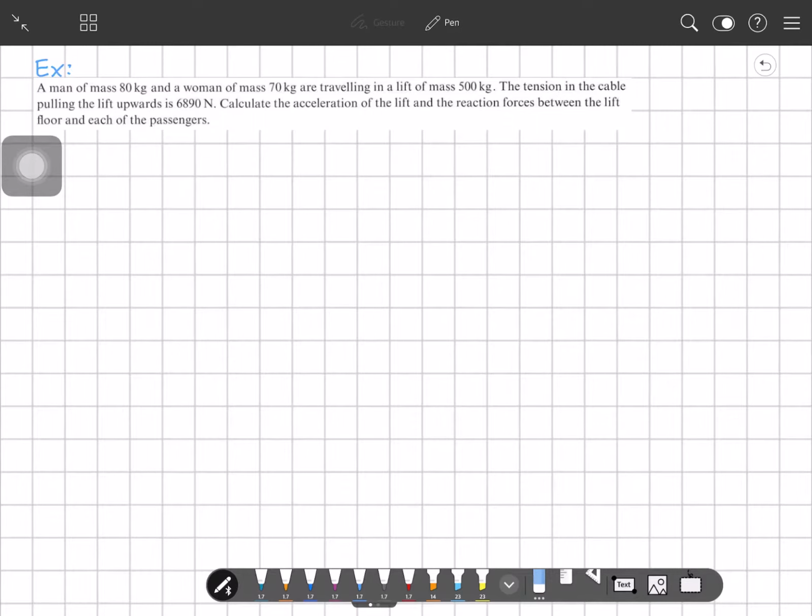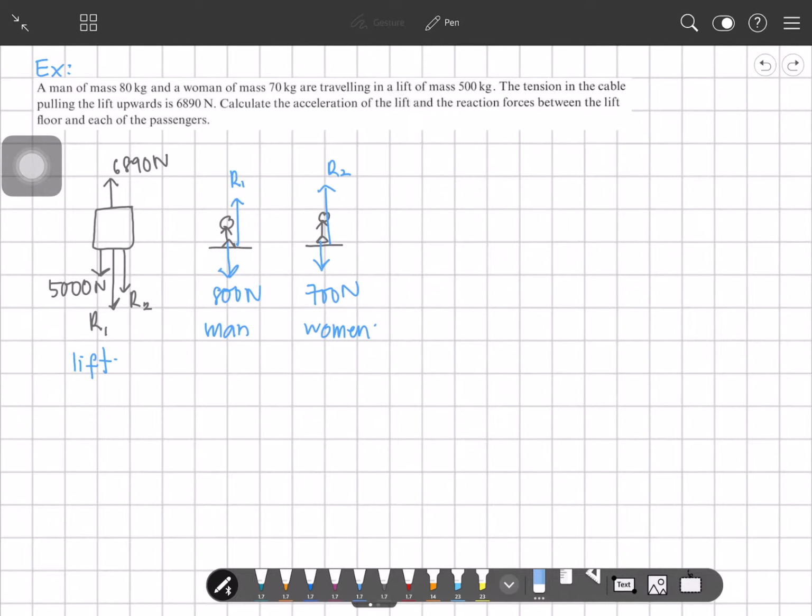Alright, let's check whether you have the correct diagram or not. On the lift, we will have an upward force of tension, with the value of 6,890 Newton. The downward force is the weight of the lift itself, with the value of 5,000 Newton. We have the reaction force from the man denoted by R1 and the reaction force from the woman denoted by R2.